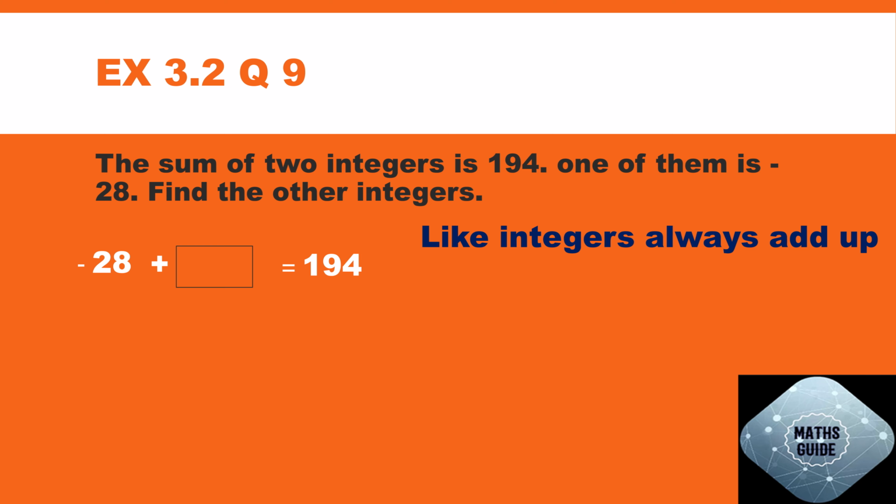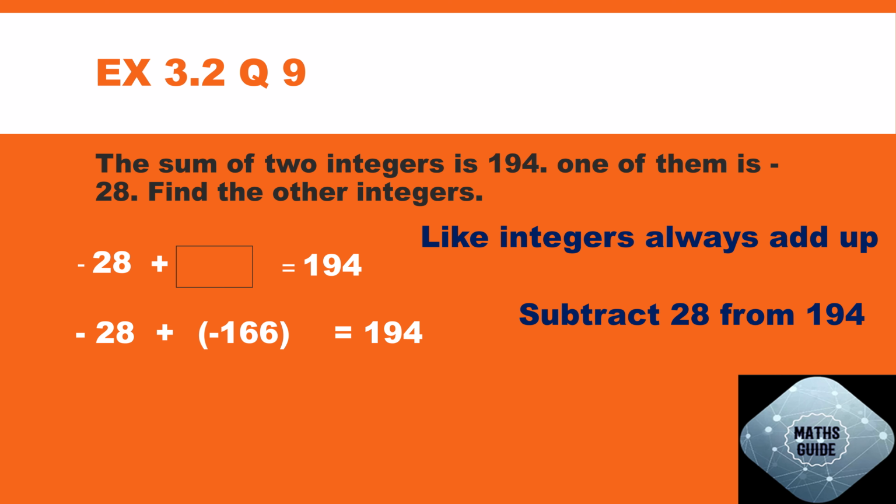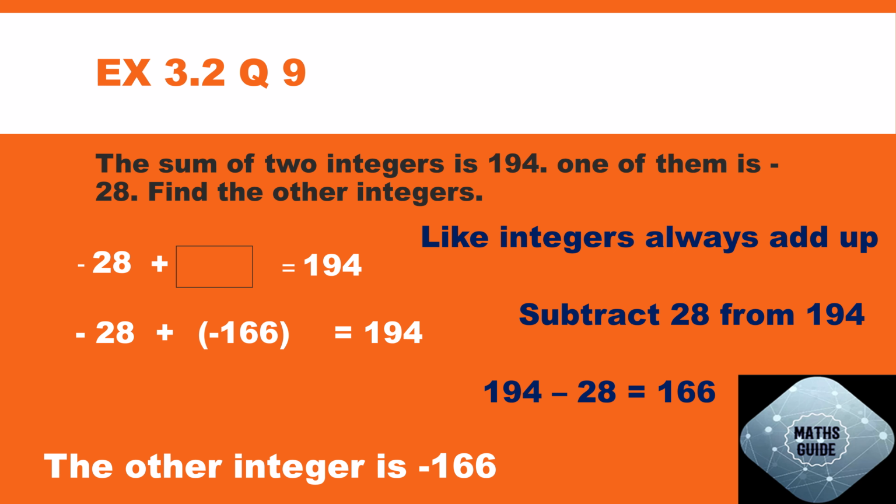If the answer of addition is positive, it means we have two like integers. It means when negative 28 is added to a like integer with negative sign, that is negative 166, the answer is negative 194. How did I find this answer? I just subtracted 28 from 194 to get this middle number. So the other integer is negative 166.